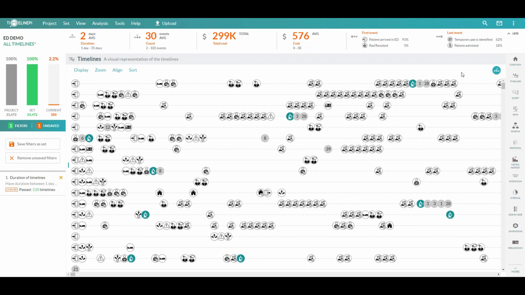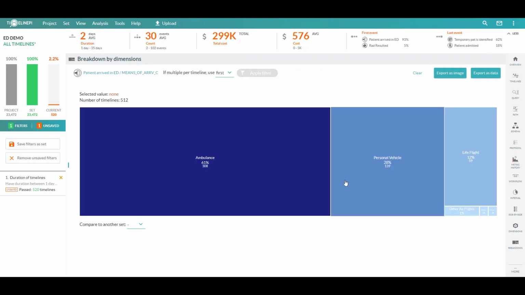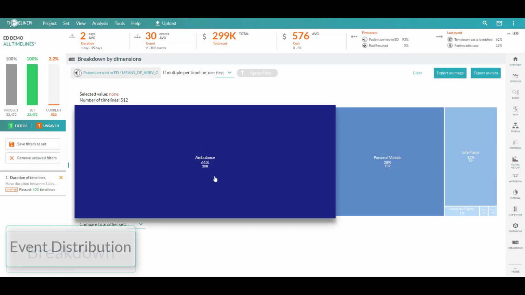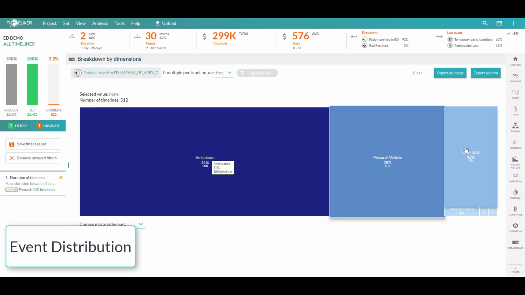Now what we can do is choose to break this subset of patients, these 520 patients, down by any one of the attributes that we have in our data set. In this case, we'll break it down by the means of arrival. Now what this is showing us is that the majority of these patients which have record of being in the ED for longer than 1 day have come in via third-party transport.